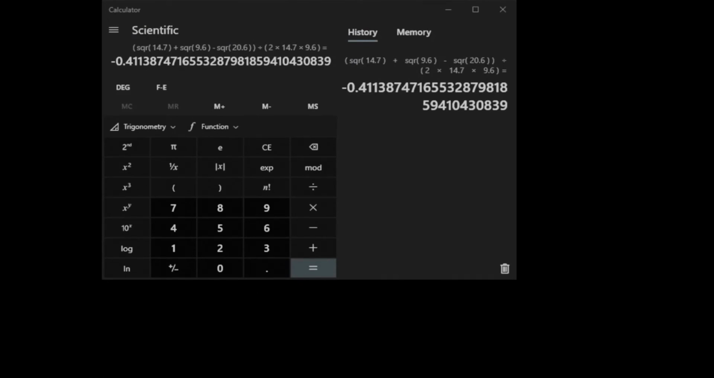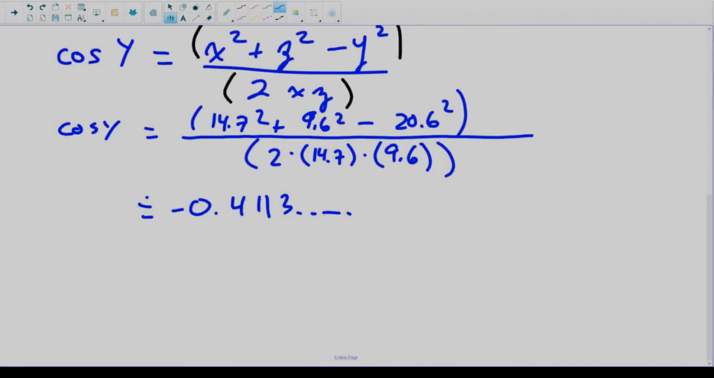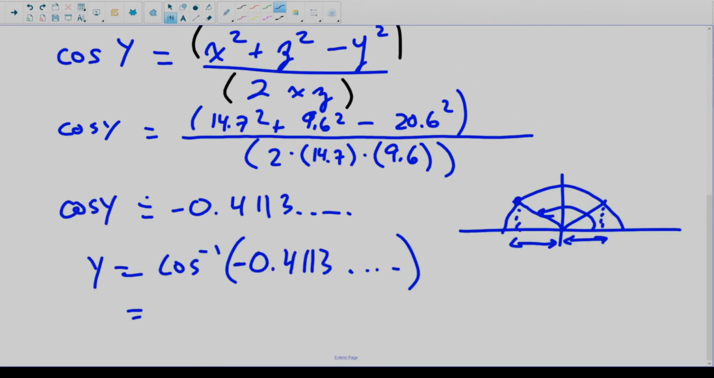And I have had students tell me, so let me switch back over to the smartboard here, "Oh, I got a negative answer, sir. It must be wrong." Well, it's not wrong. We can arc cos a negative answer. So if I arc cos that on my calculator, I'm just going to arc cos the answer.